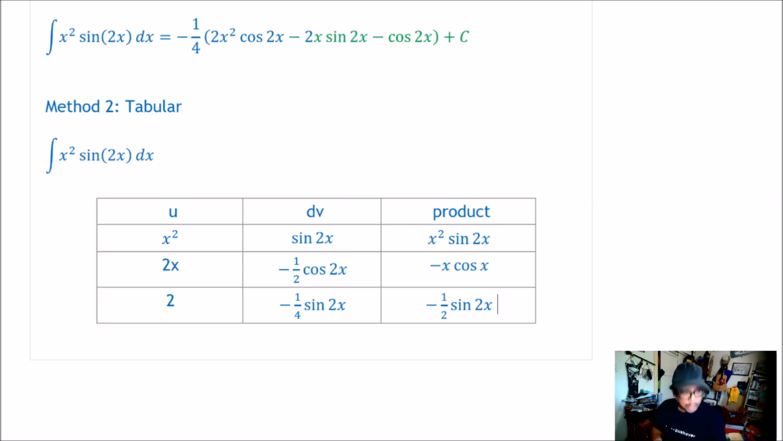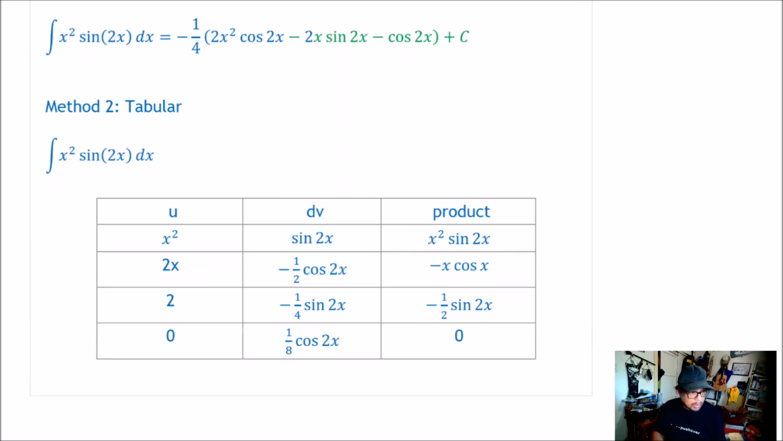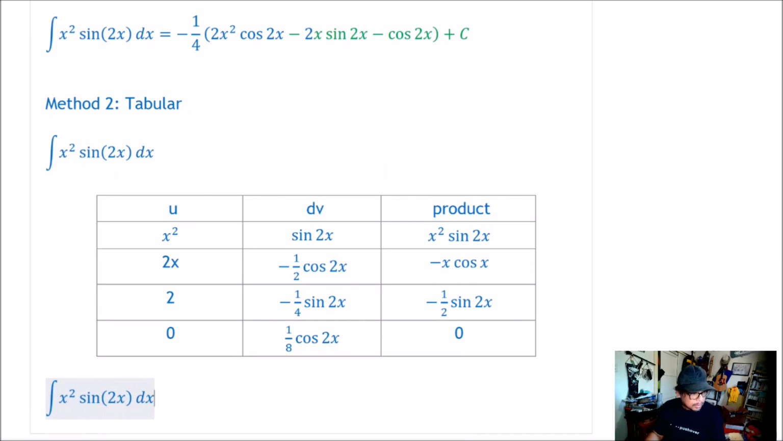But taking a look at our chart, I know that the derivative of 2 is 0, and that's much more attractive to me since I don't have to do any additional antiderivatives. Except for maybe this last one, the antiderivative of negative 1/4 sine 2x. That's a positive 1/8 cosine 2x. And the product is, of course, just 0. All right, since I've reached the 0 product, I can integrate this with a table.